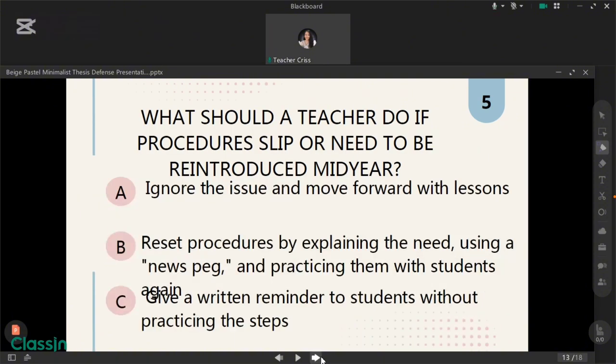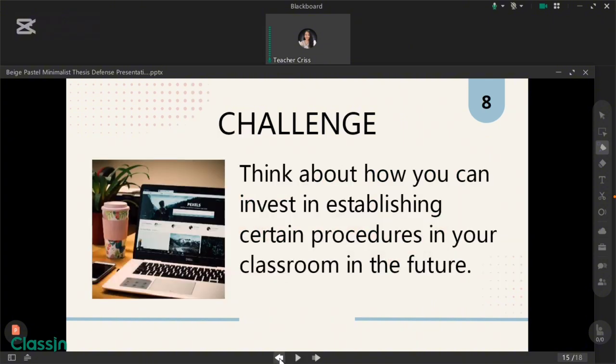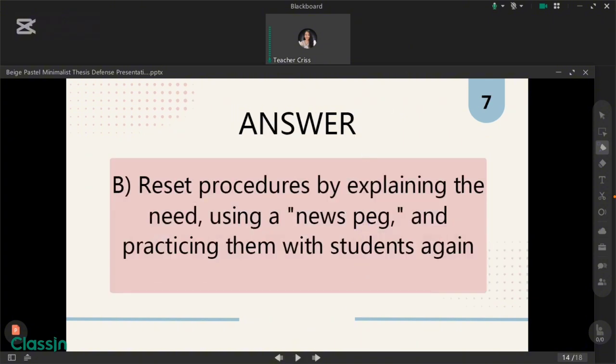Next one. What should a teacher do if procedures slip or need to be reintroduced? Maybe on some part of the second grading, something like that. If you think that the answer is letter B, you are correct. So I hope that we can evaluate ourselves. Let's review the parts that we don't clearly understand.